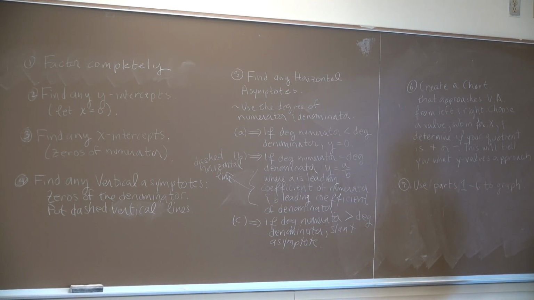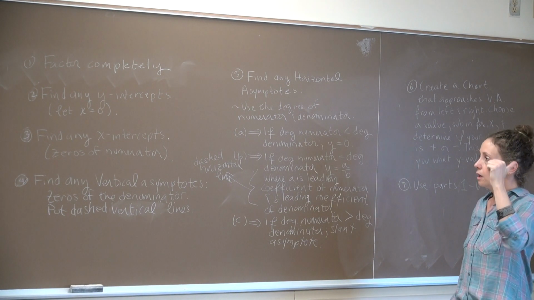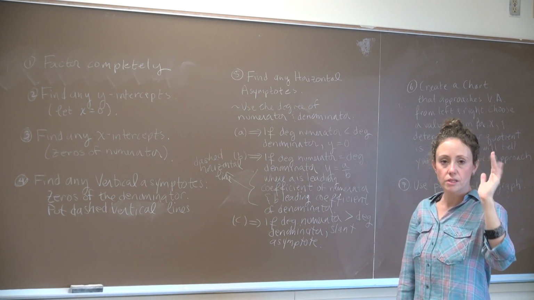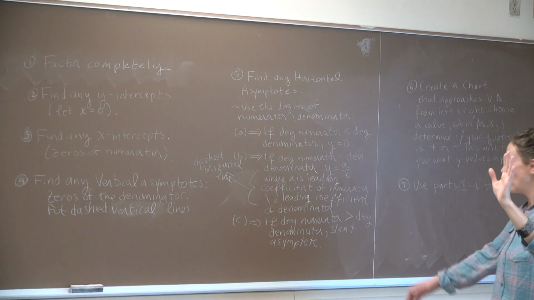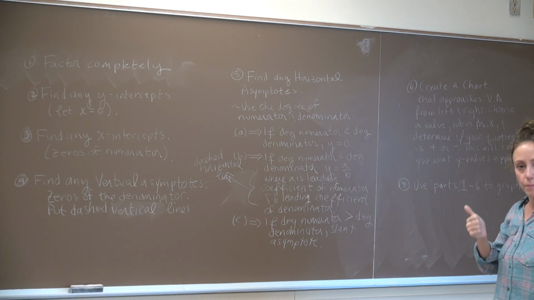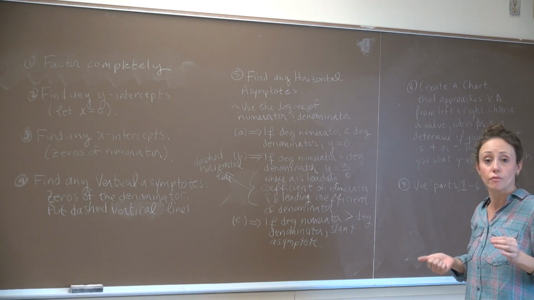Then what we're going to do when we're finished creating this chart is we're going to put all of these steps together and we're going to talk about what the graph of the function will look like. But don't forget these steps: factor, y-intercept, x-intercept, vertical asymptote, horizontal asymptote, and then we have the approaching the vertical asymptote chart. These 6 steps will help us to figure out what the graph of a rational function will look like.